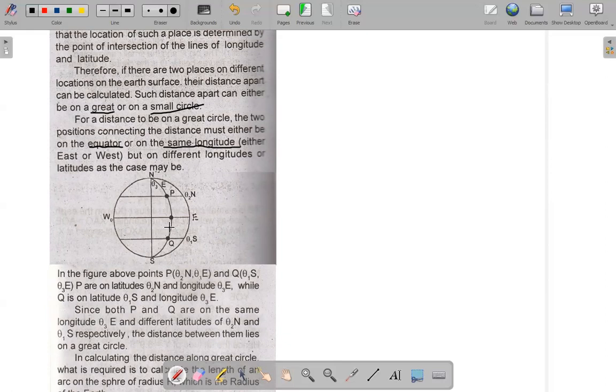So if you are to calculate the distance between point P and point Q, that is a distance on a great circle, on a longitude, the same longitude. This is the distance. This arc here forms the distance between the two points P and Q.